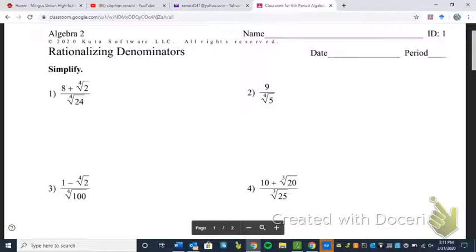The goal of rationalizing a denominator is to ensure that, and I know this is kind of self-explanatory, but I want to go over it anyway, the denominator is a rational number. A rational number means any number that can be expressed as a terminating or repeating decimal, okay?